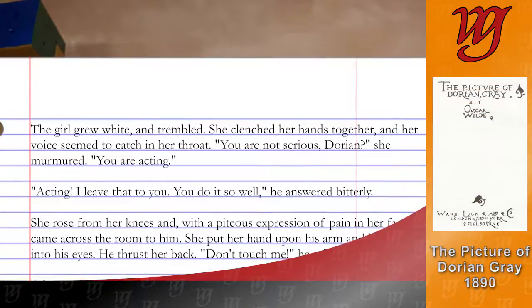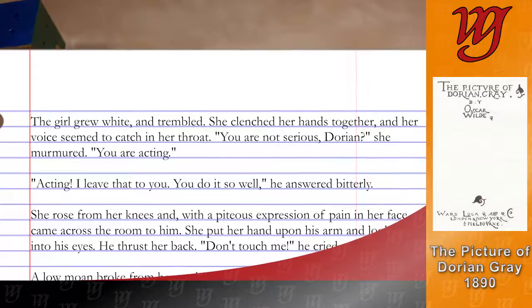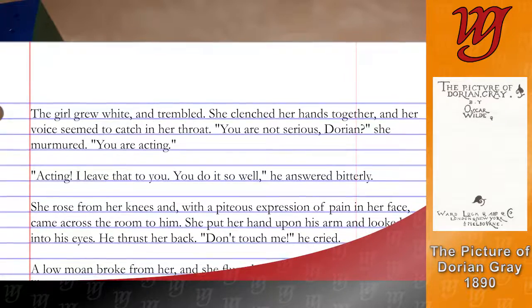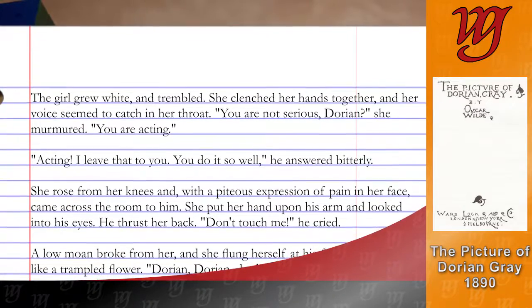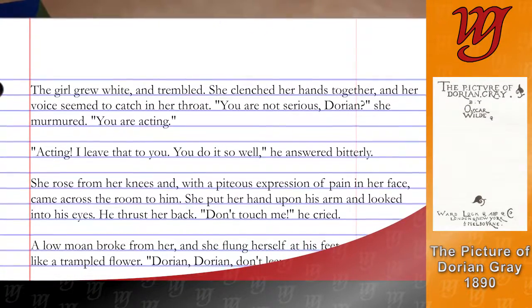Take a note of this excerpt from The Picture of Dorian Gray. The girl grew white and trembled. She clenched her hands together and her voice seemed to catch in her throat. "You're not serious, Dorian," she murmured. "You are acting." "Acting? I leave that to you. You do it so well," he answered bitterly.